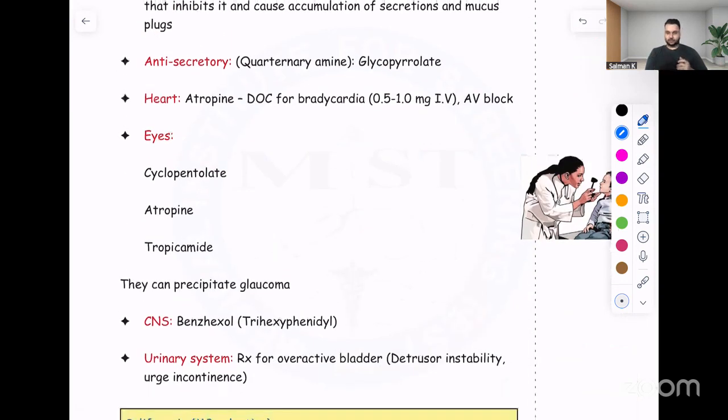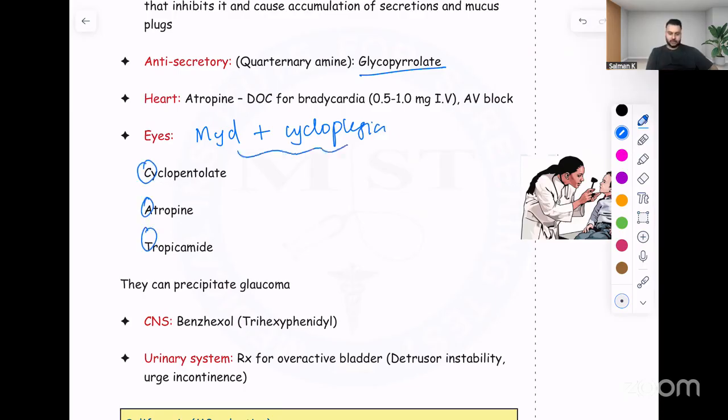Next, if you check the anti-secretory drug called glycopyrrolate, it reduces secretion. So it's given before surgeries to prevent aspiration. Next are the eyes. My friends, blocking parasympathetic will produce mydriasis as well as something called cycloplegia. So I used to teach you the cat drugs, if you remember. These drugs are used for the eye exam. The one preferred in children is atropine ointment, due to its strong cycloplegic effect.